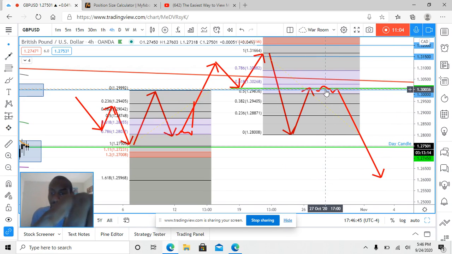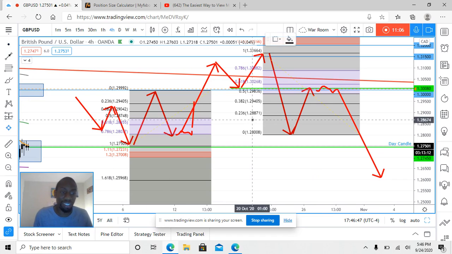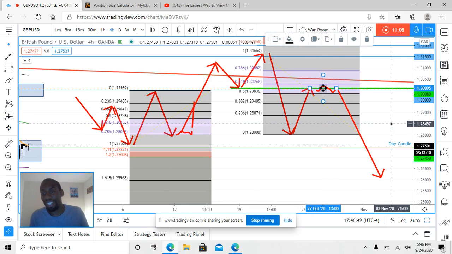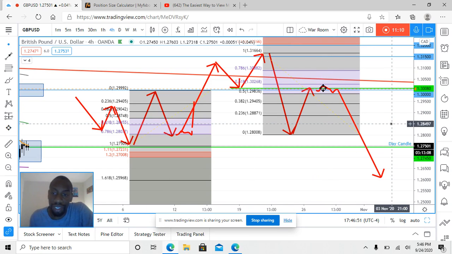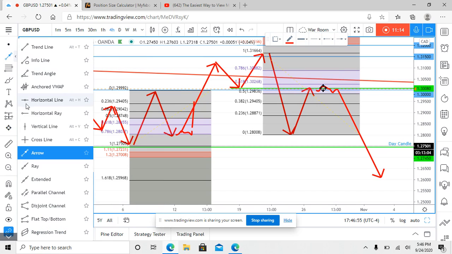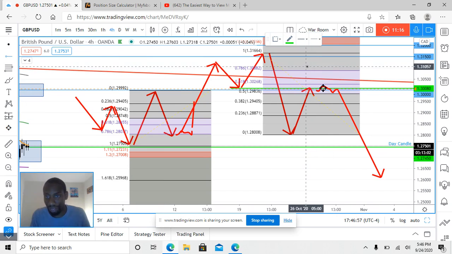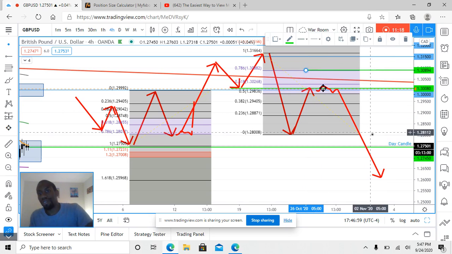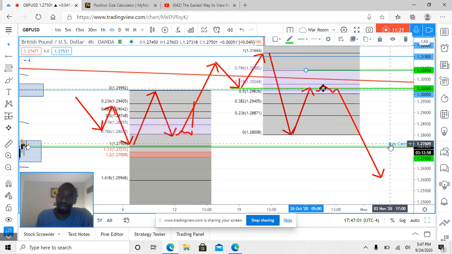Take that entry right there. That's the target right there. Take that entry. Boom. Have your stop loss right up here, at the 78. Boom. Get that trade.